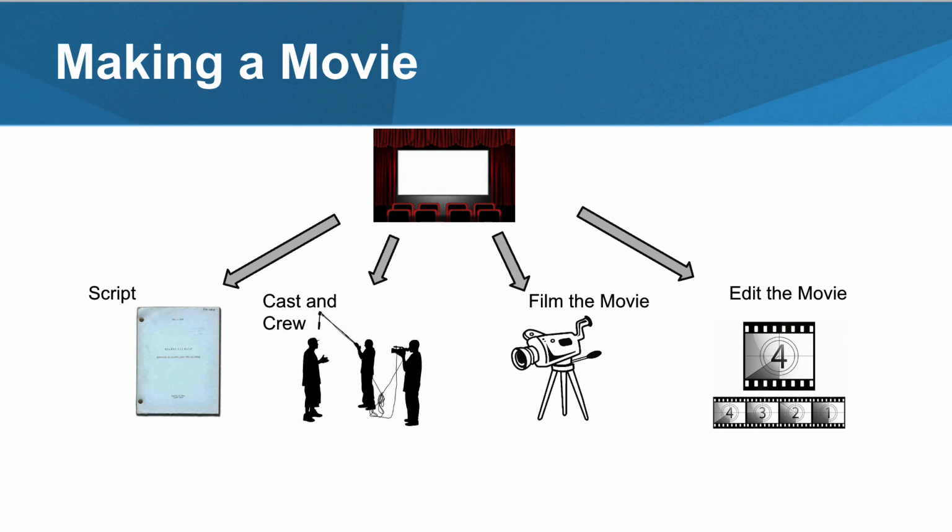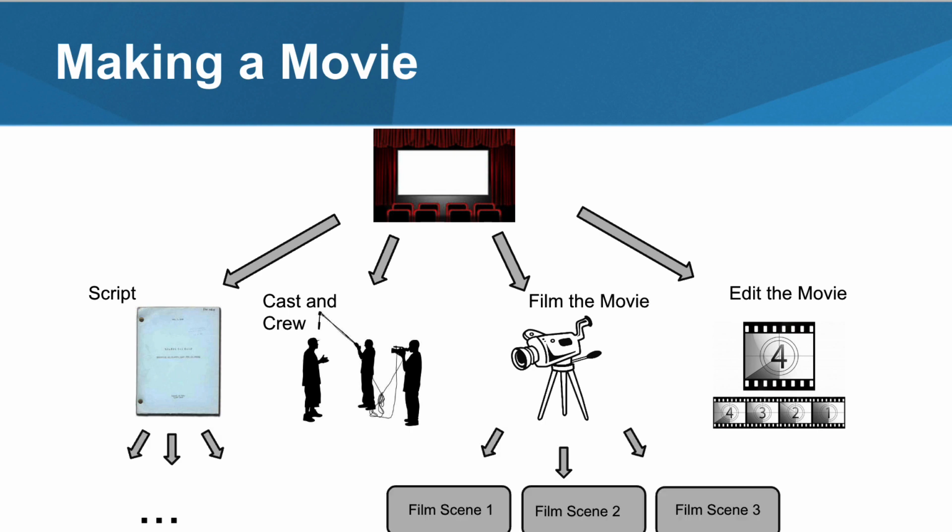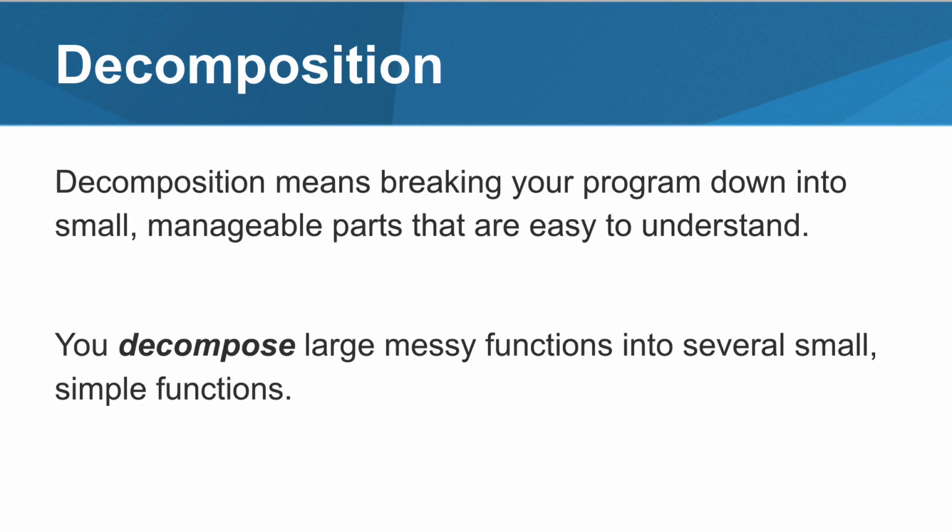So for example, if you were making a movie, well, that's a big task. You may not even know where to start. There are several things that you need to do. You need to write a script, hire a cast, film the movie, edit the movie, but each of those are big tasks as well. So for filming the movie, you might break that down into filming scene 1, filming scene 2, filming scene 3. You might break the script down into similar tasks. Eventually, you get to a task so simple that it can be done with one function.